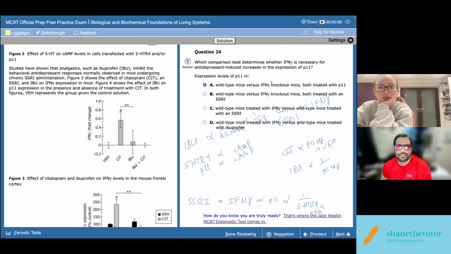Oh, so if it's necessary, both treated with P11, if the IFN gamma is present or not? A. Well, is that too straightforward? It's being expressed, so it can't be treated with it, because that has to be the outcome, the level of P11. So it can't be treated with P11, right? That's why A is wrong.